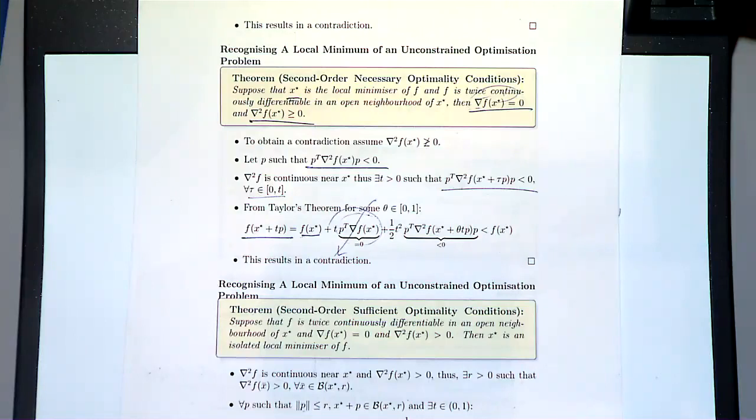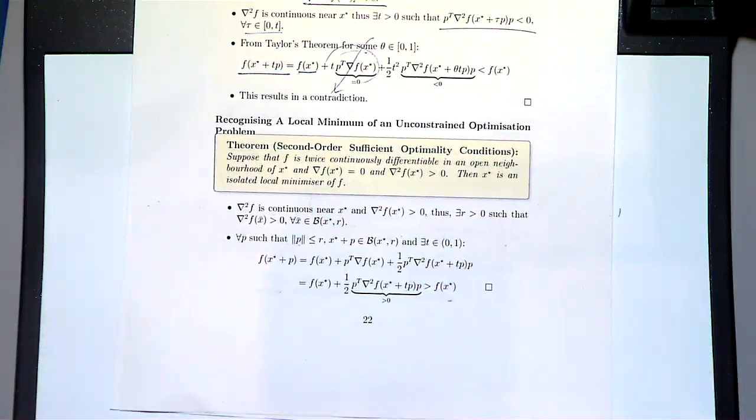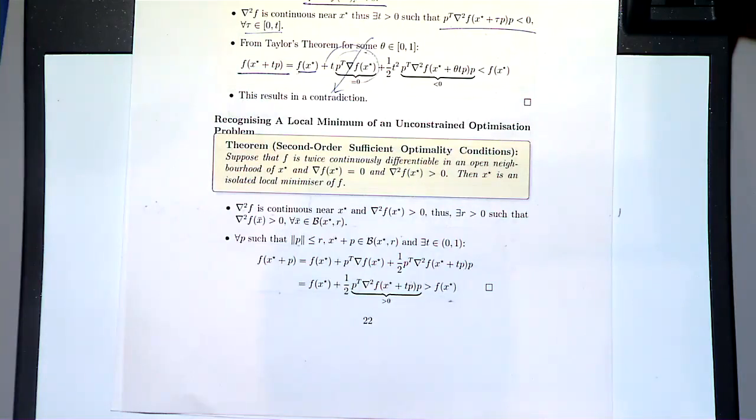Both of these conditions are necessary conditions. They have a corresponding sufficient condition as well. Now, the sufficiency states like this. If I can find an x star such that the gradient vanishes at x star and the Hessian is strictly positive definite, then x star is an isolated local minimizer of f.